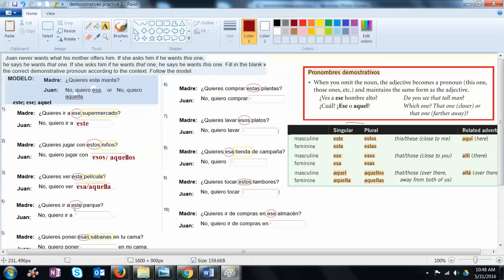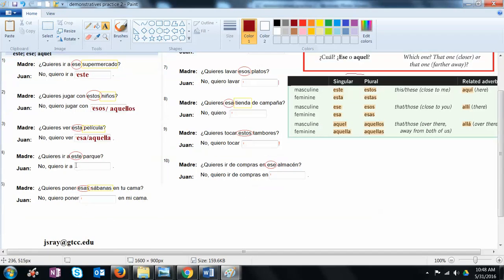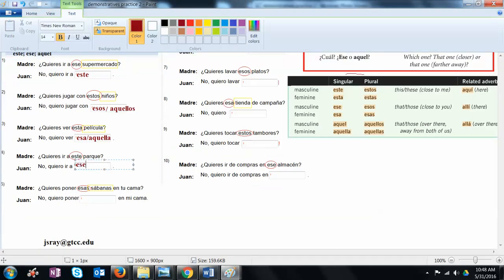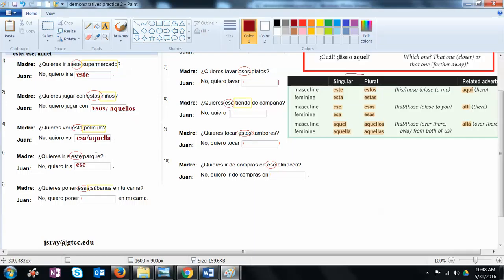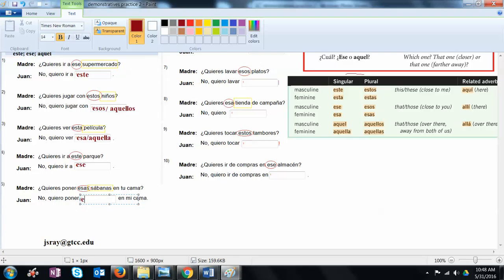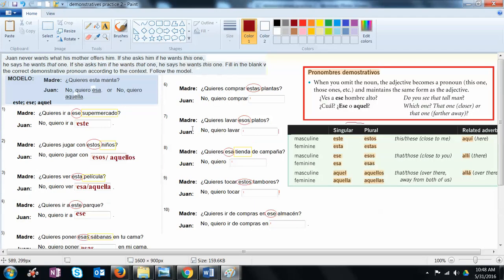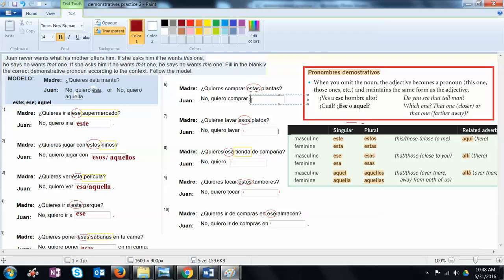Okay, do you want to go to this park? No, I want to go to that one. And we still need our ese to agree with park, even though we're not restating it. That's what we mean by pronoun. The pronoun needs to replace the noun, so it still needs to agree with it. Do you want to put these sheets on your bed? No, I want to put those. Okay, but since we're still talking about sheets, we've got to make it plural. ¿Quieres comprar estas plantas? Do you want to buy these plants? No, I want to buy those.